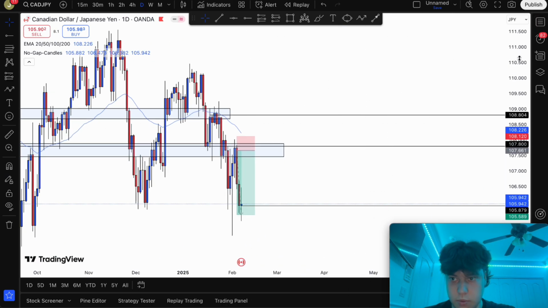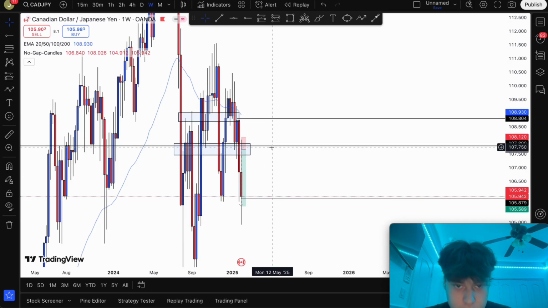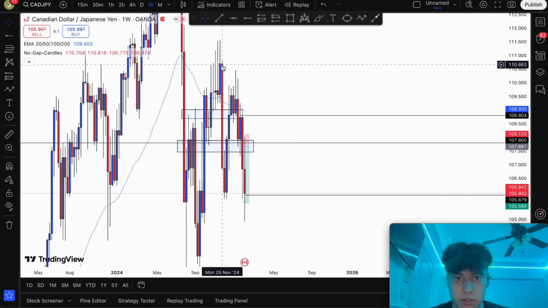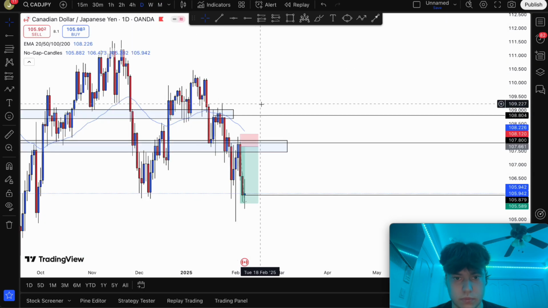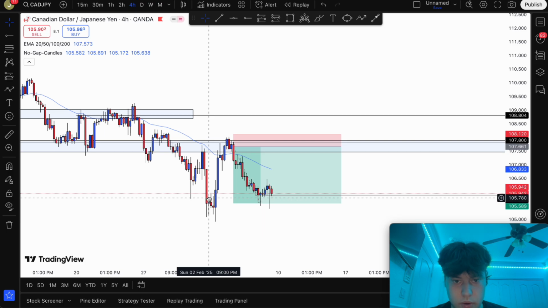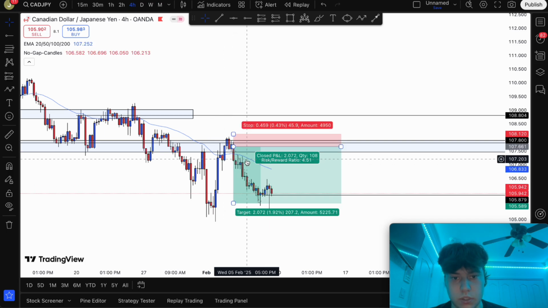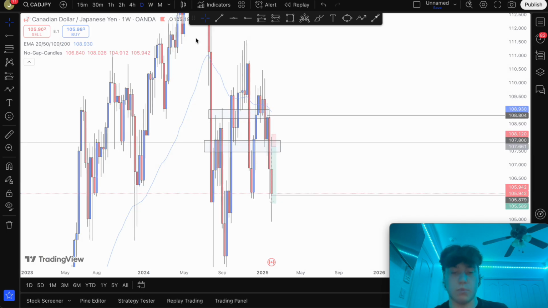Let's take a look at CAD JPY. So we go on the weekly time frame. On the weekly time frame, we are bearish. This is the lower high. This is the lower low. So we are bearish. This was our lower high. This is our lower low. And then the 4 hour was bullish, but it doesn't matter because we had 2 time frames in sync. The weekly and the daily were both bearish.